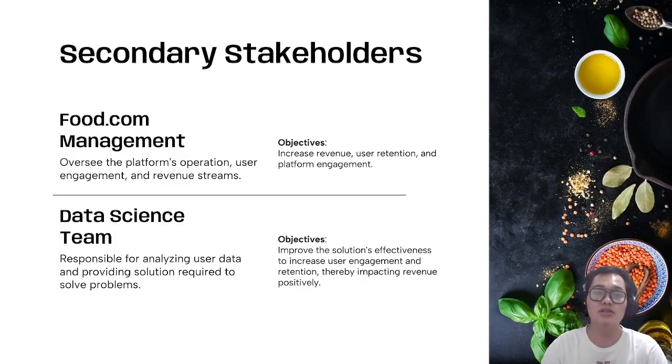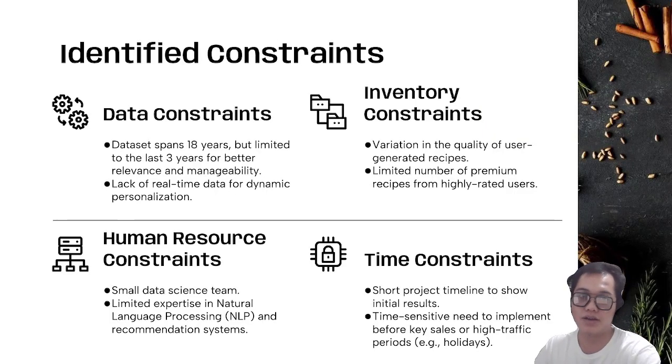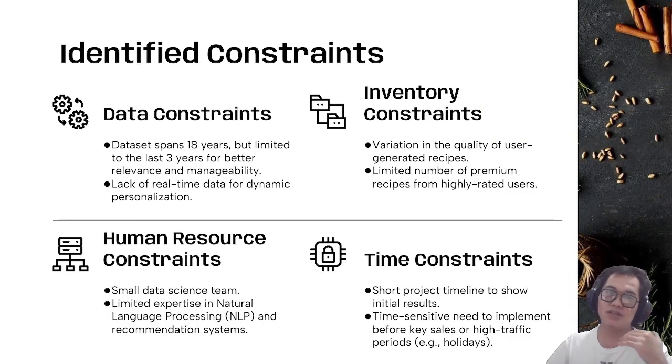The secondary stakeholders of this project are the food.com management, who oversee the platform's operations, user engagement, and revenue streams. Their objective is to increase revenue, user retention, and platform engagement. The second one is our data science team, responsible for analyzing user data and providing the solution required to solve the problems. Our objective is to improve solution effectiveness to increase user engagement and retention, thereby impacting revenue positively. Alright, these are the constraints that we identified in this project.